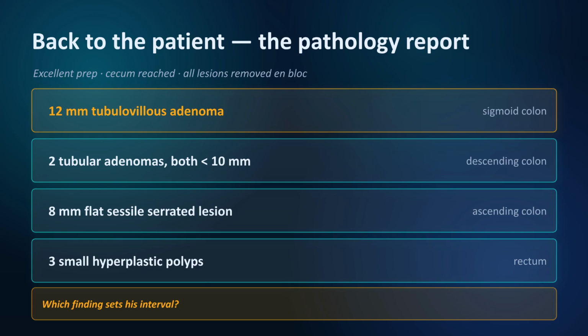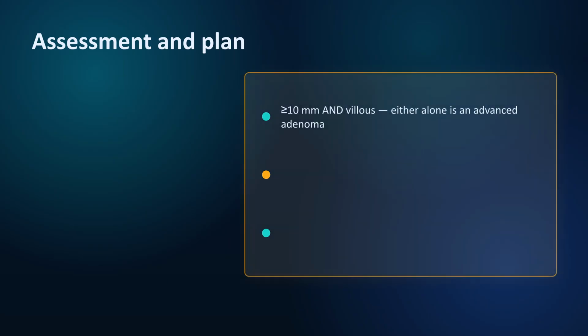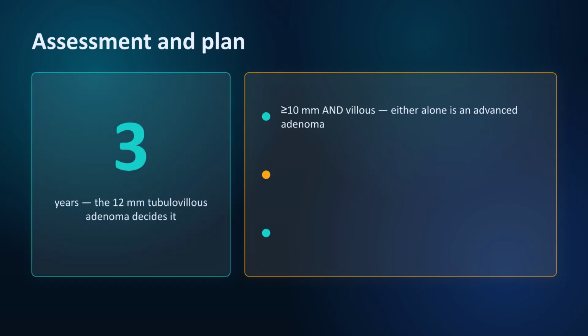Now work the report the way we just practiced. Which single finding sets his surveillance interval? Take a second before we answer. Here is the answer. The 12 millimeter tubulovillous adenoma is the finding that drives everything. It is 10 millimeters or larger, and it also has a villous component. Either one of those features alone would already make it an advanced adenoma. So his surveillance colonoscopy is at 3 years, not at 10.